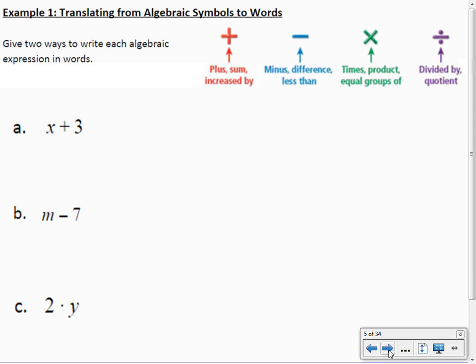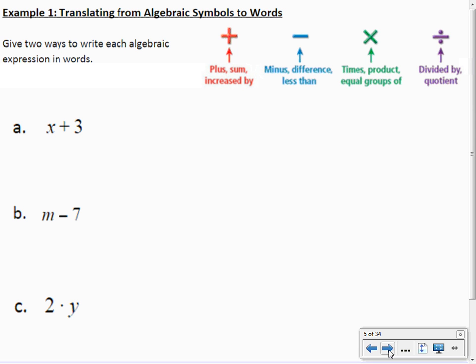Now, when we're looking at expressions, we want to know what words are associated with which operations. So you know to use a plus sign if you see words like increased, sum, plus. Use a minus sign if you see you're taking the difference or something is less than something else. And you're going to see times, the product of, and then with division, you'll typically see divided by or quotient.